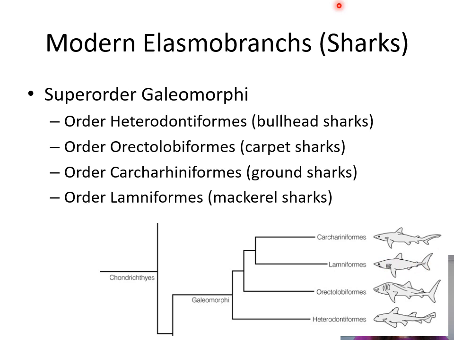This is our last group here. They are the mackerel sharks. These include some of our well-known sharks like our great white shark. It also includes things like the goblin shark and the megamouth shark. So we've got a lot of variety in the different shapes.